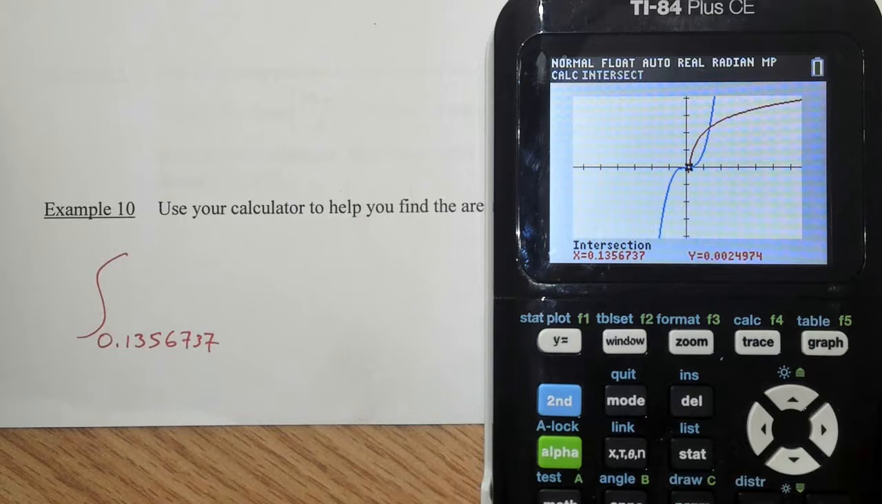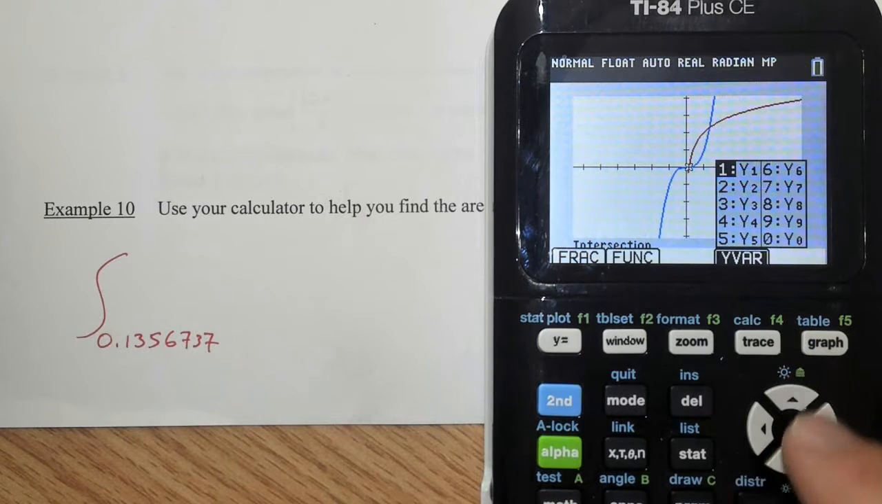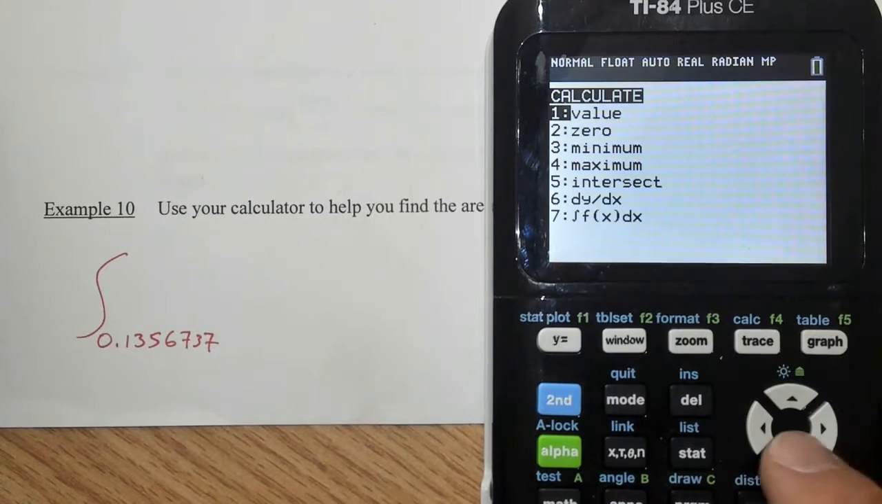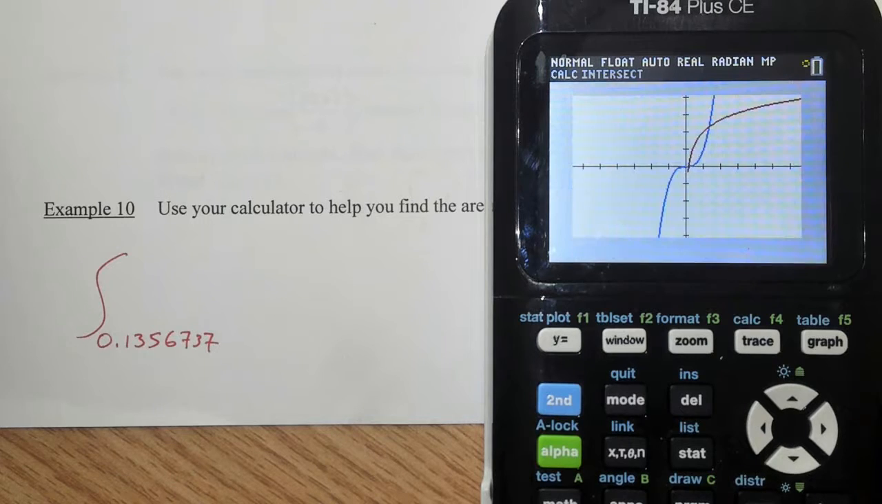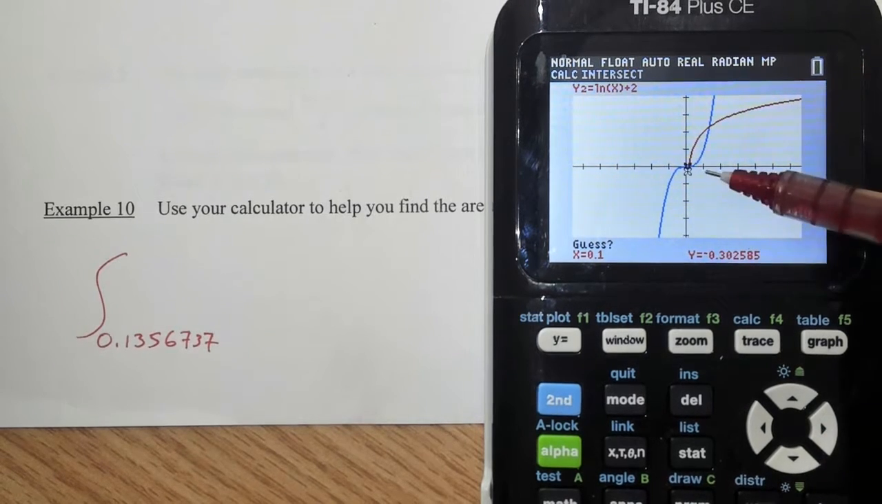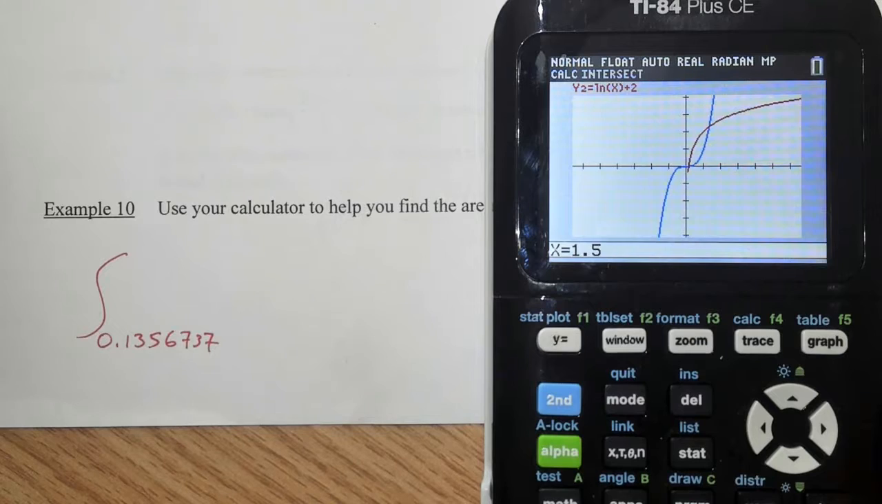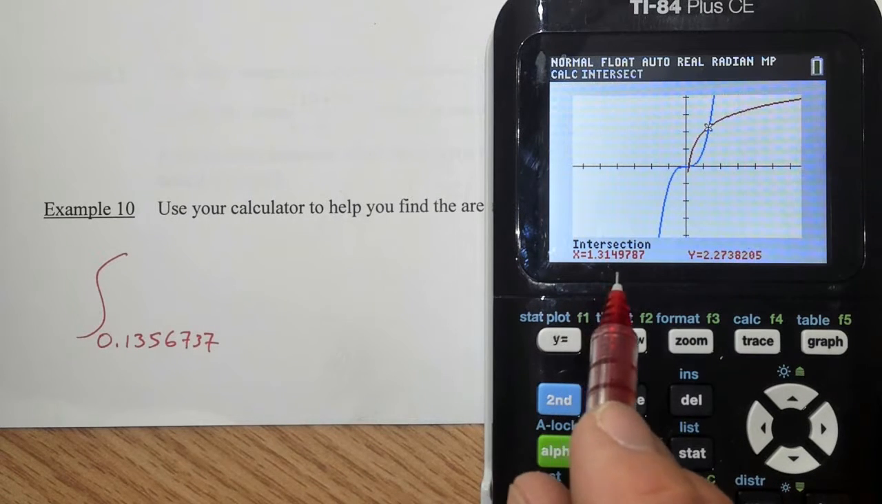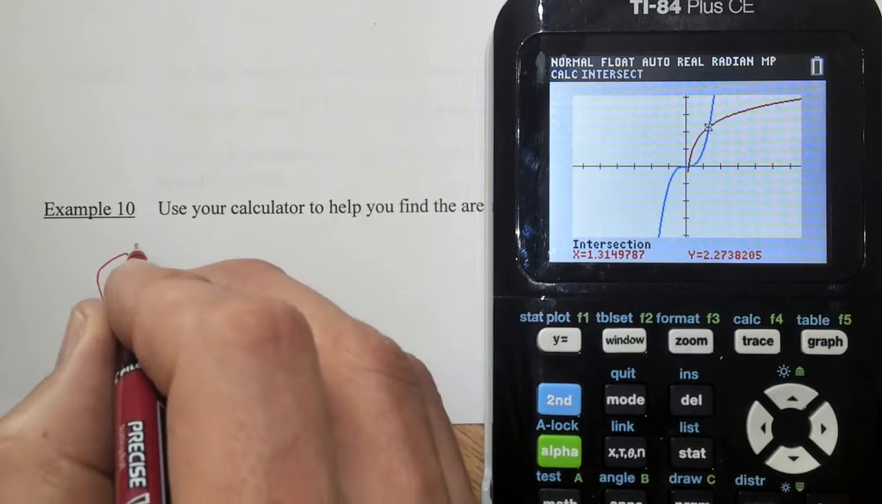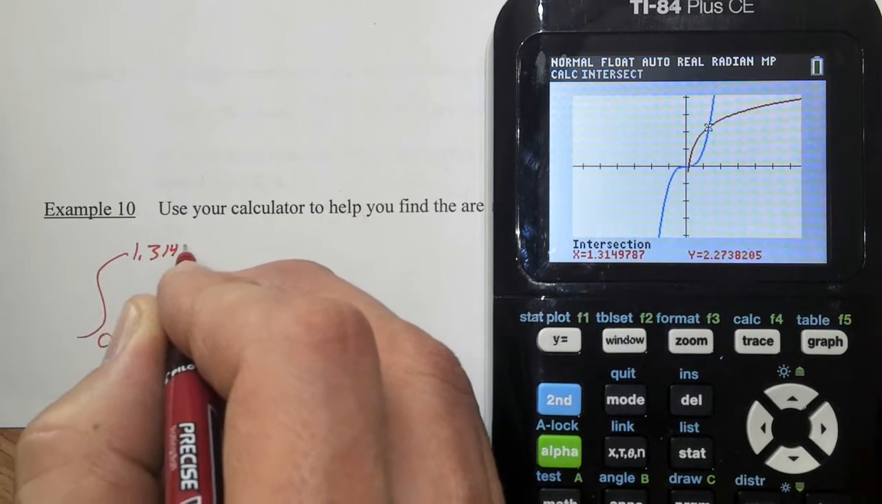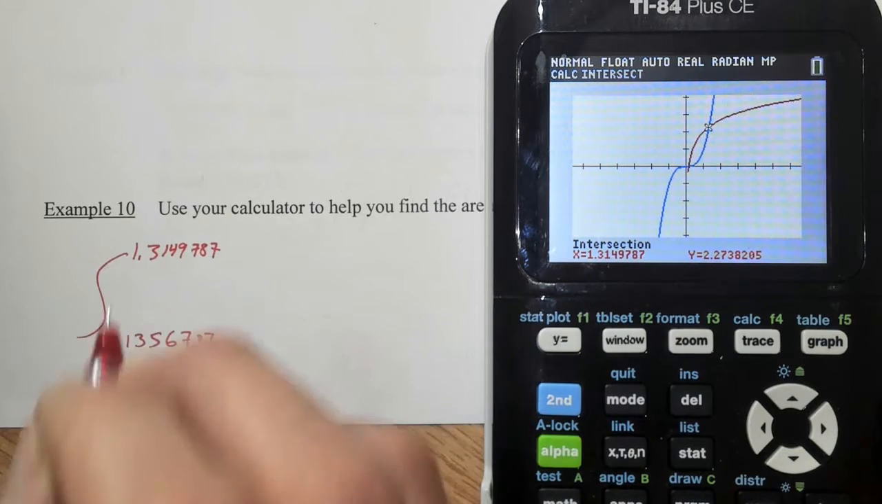Now we need our upper bound, so we're going to repeat the process. So second trace, and option 5 for calculate, and enter on the first curve and enter on the second curve, but this time we want the second point where they intersect, which is closer to like 1.5. So we can type in 1.5, and it finds our second one at 1.3149 and change. So we have 1.3149787. So there's the bounds.